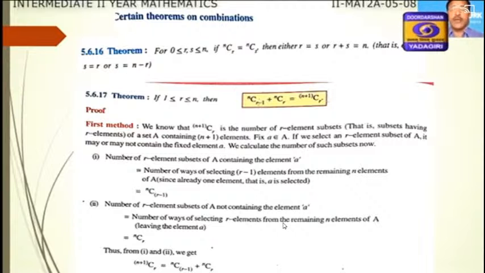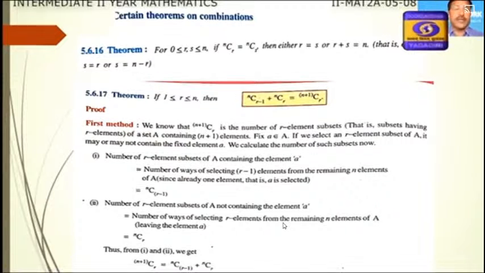So here nC(r minus 1) represents one particular type of combinations and nCr represents another type of combinations. The sum of these two becomes all combinations that can be formed from n plus 1 elements by taking r elements at a time. So here let us see the proof. We can prove this in two methods, theoretical and analytical. So now let us see the first method.